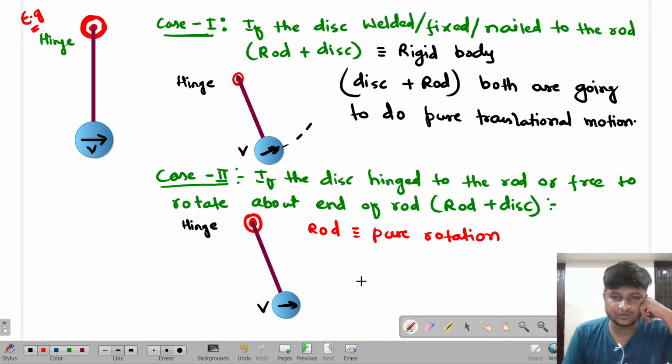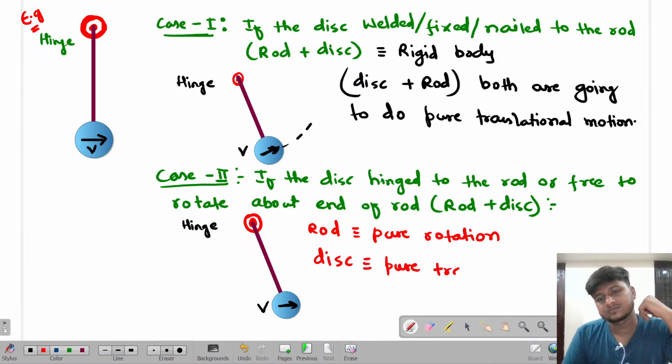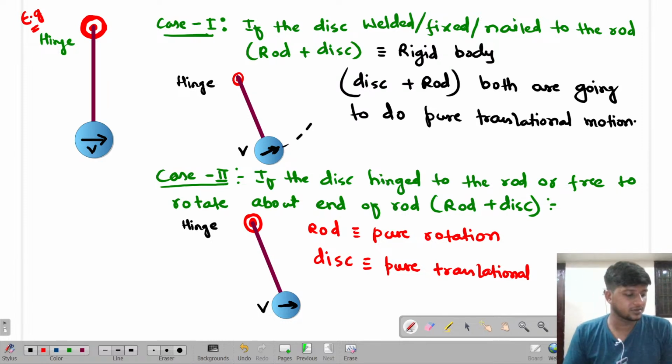So rod does which rotation? Pure rotation. Are you able to get me or not? But this over here just does pure translation because it will not rotate. It will just slip as the rod will go up. It will slip a little bit, slip a little bit, slip a little bit. Are you able to get me or not? So this is neither a pure rotation, I mean, this is not a combined motion. You can say like that. Are you able to get me or not?